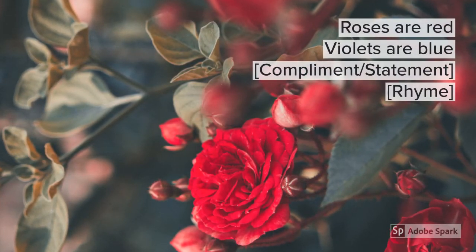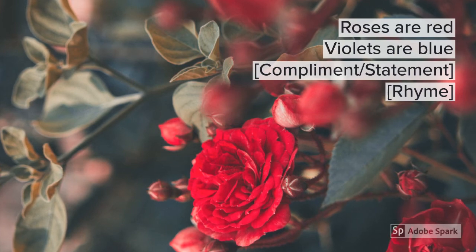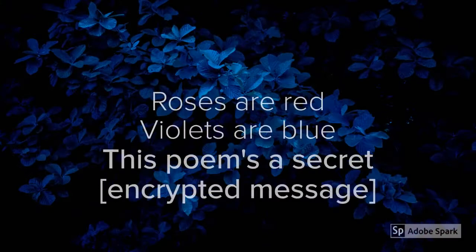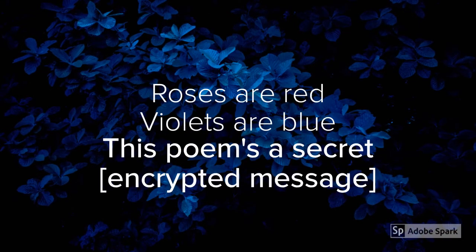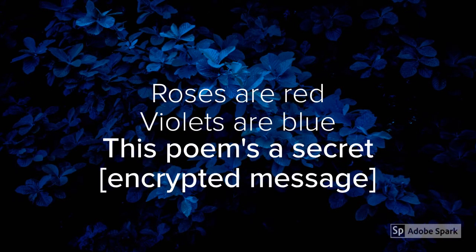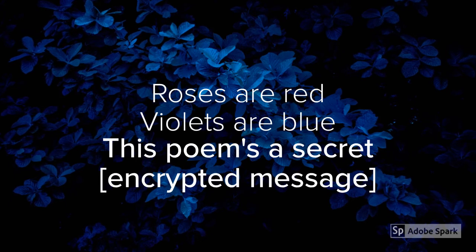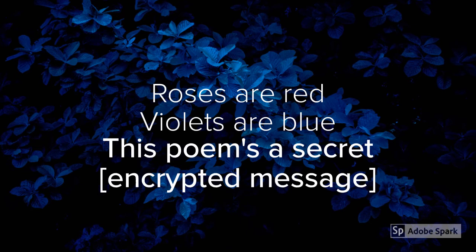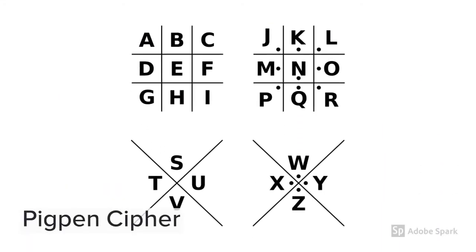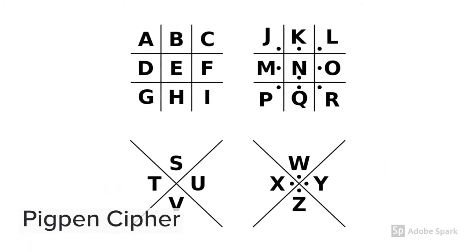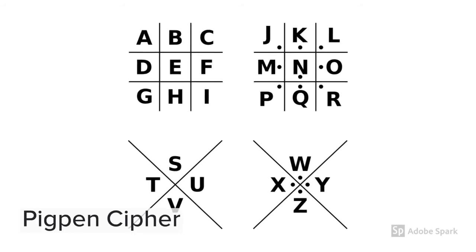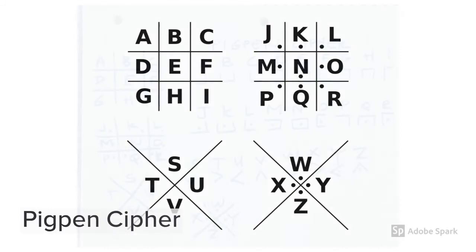Roses are red, violets are blue, and then a compliment statement is inserted, and then the final line is a rhyme. So, what if that poem said, "Roses are red, violets are blue, this poem's a secret," and then we included an encrypted message that only the intended person had the code to read? We could use something called a pigpen cipher to help us encrypt the last line of our poem, and then we could give the pigpen cipher to the person who we want to read the poem.